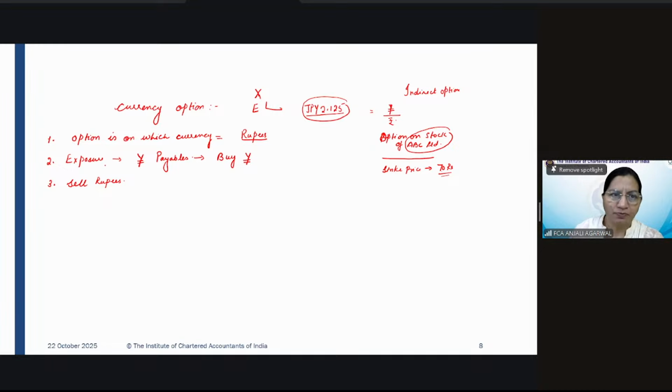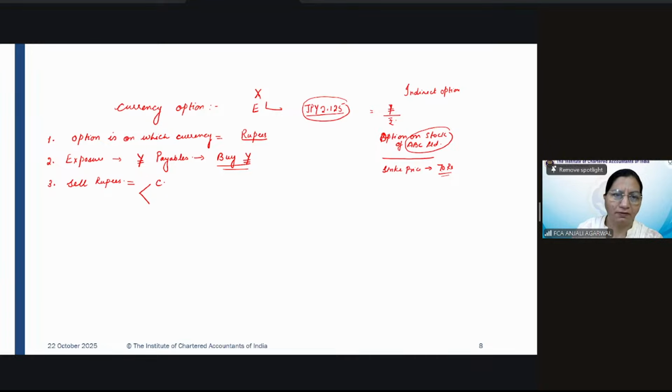But what is your exposure? You have yen payables. So yen payable means you want to buy yen. Okay? Any questions so far? I hope it is clear. You want to buy yen. Buying yen is equivalent to selling rupee.